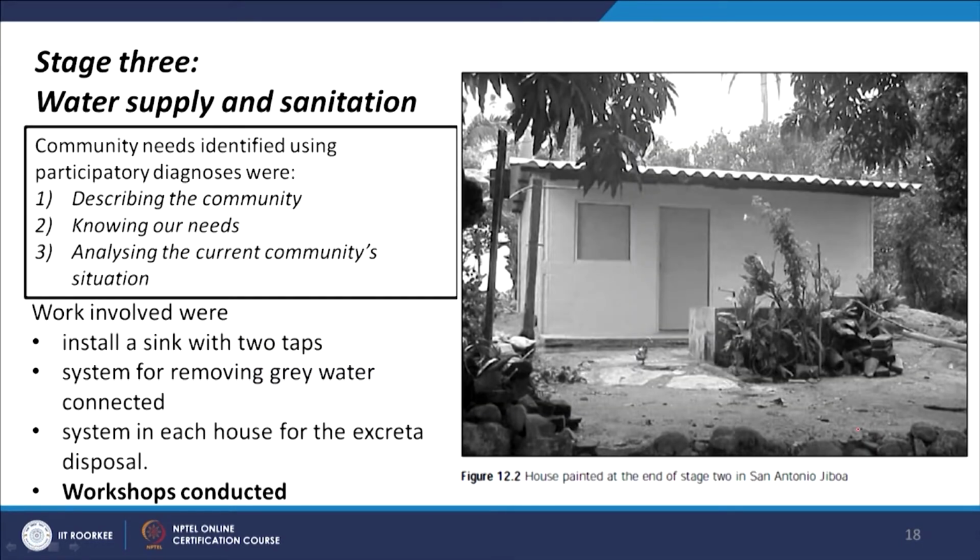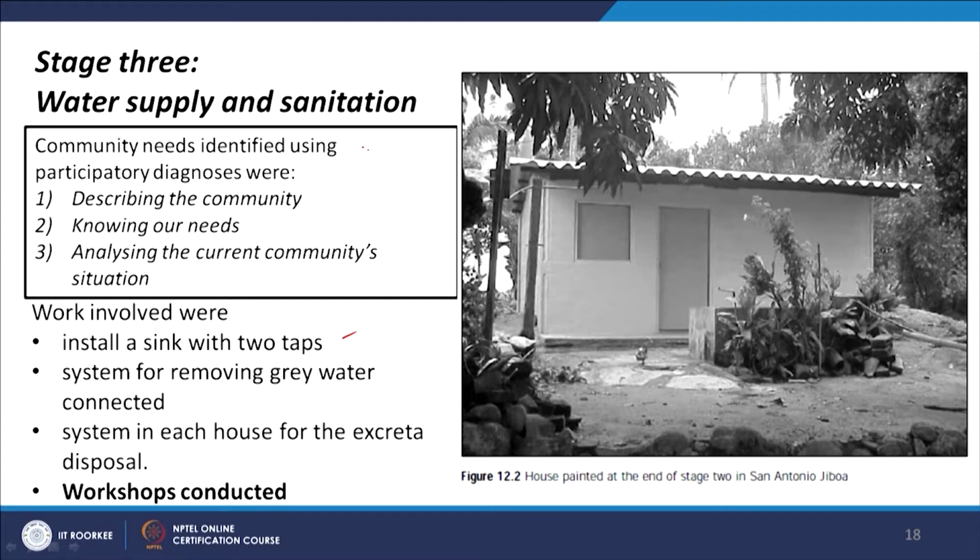And stage 3 is the service completion: the water supply and sanitation. Here they installed a sink with 2 taps, a system for removing grey water, and a system in each house for excreta disposal. There were also workshops conducted for the community, with training and interactions.